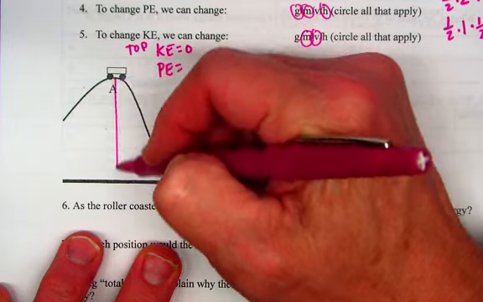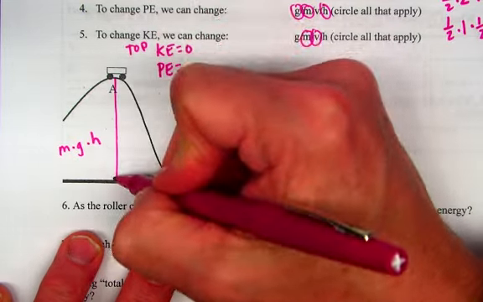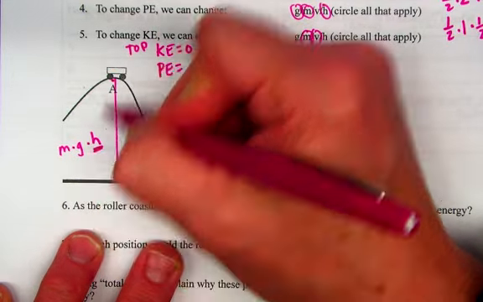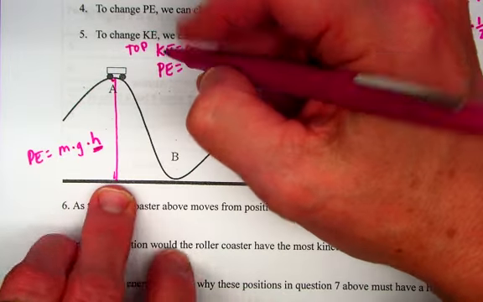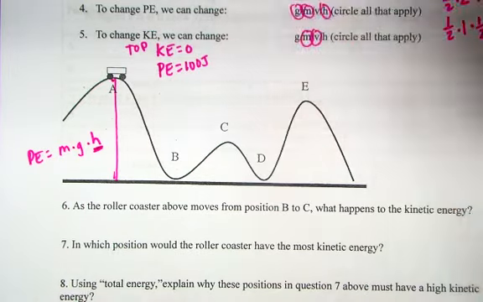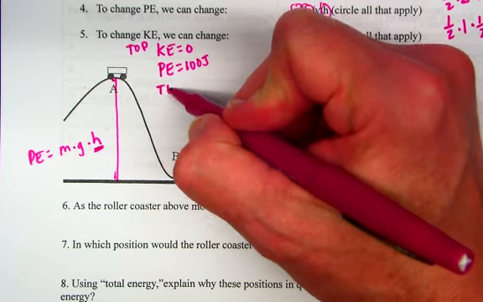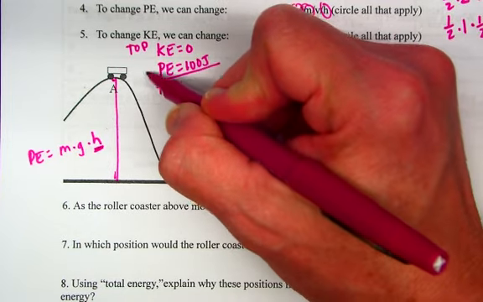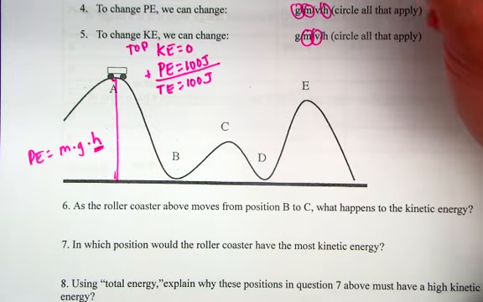Remember, potential is m times g times h. So if you have height, then you have potential energy. So all of the energy is potential. So let's just make up a number for this because it's going to be easier to think in numbers. Let's say you have 100 joules of energy at the top. So then we've learned to add those up. When you add them up, you get total energy. So the total energy is 100 joules at the top.